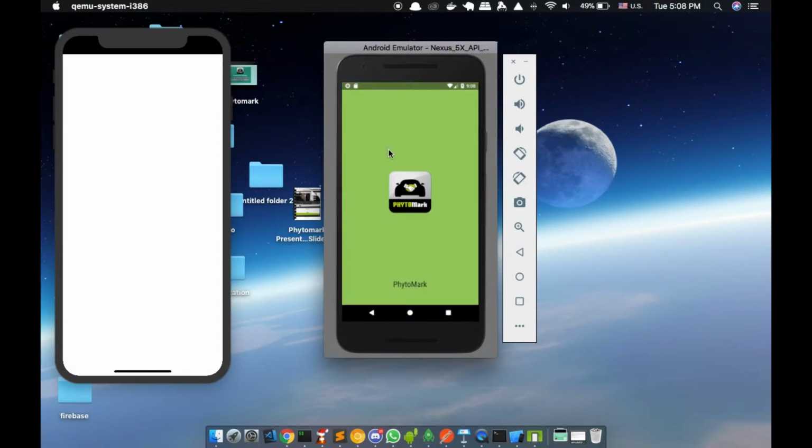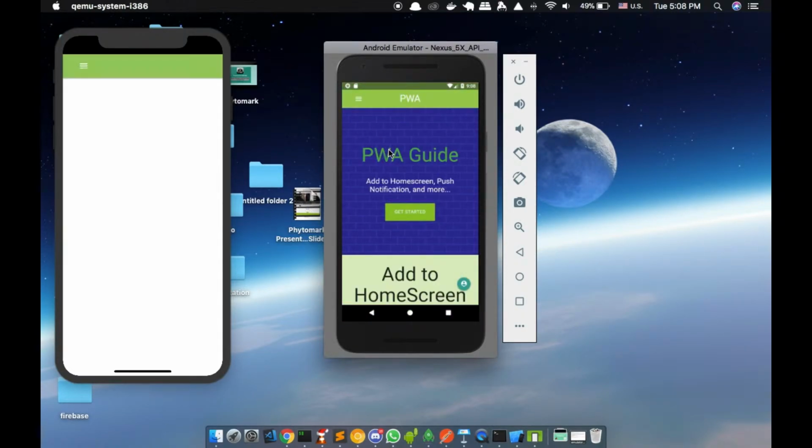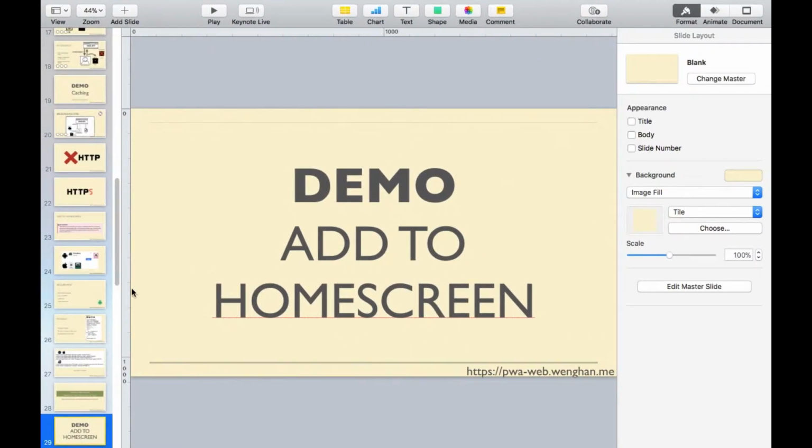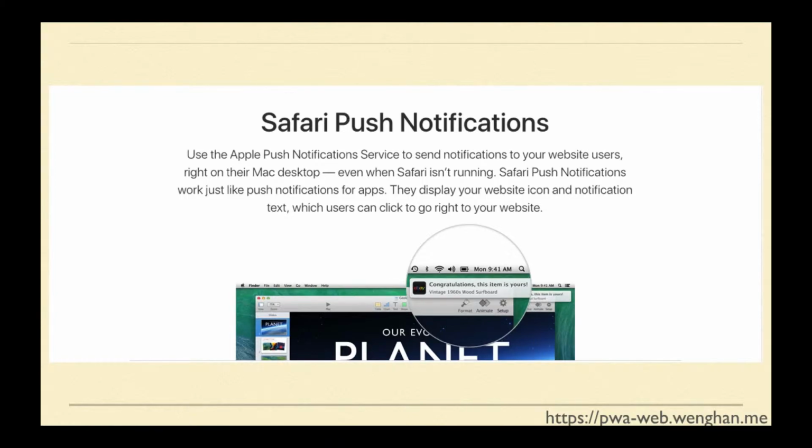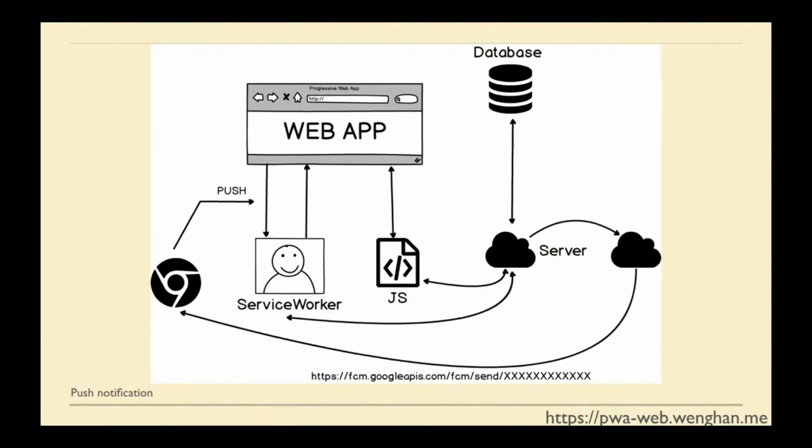It's here. So when you open it, you see there's a green background because I stated everything in my manifest.json file. Alright, next I'm gonna talk about push notifications. Push notification combines two APIs, the Notification API and the Push API. I'm not talking about Safari push notification today. I'm talking about Chrome and Firefox.